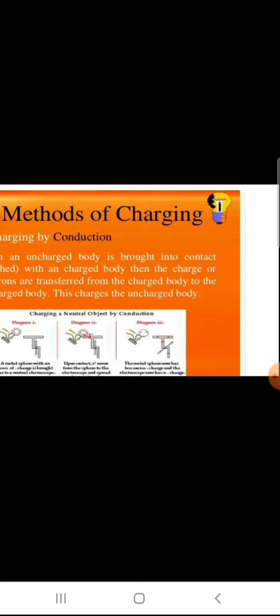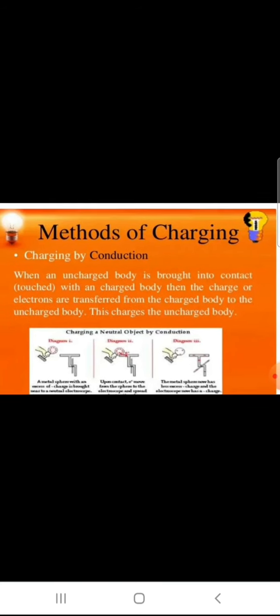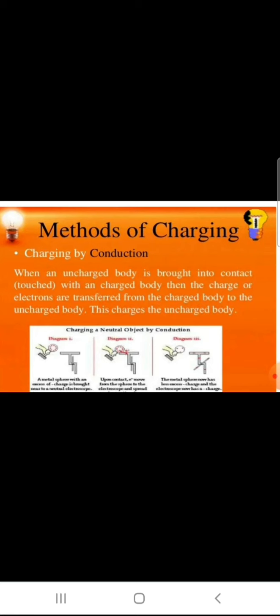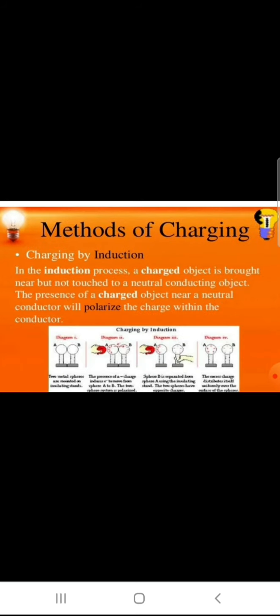Next, methods of charging. Charging by conduction: when a charged body is brought into contact with an uncharged body, the charge or electrons are transferred from the charged body to the uncharged body. So this charges the uncharged body. Examples of charging a natural object by conduction.